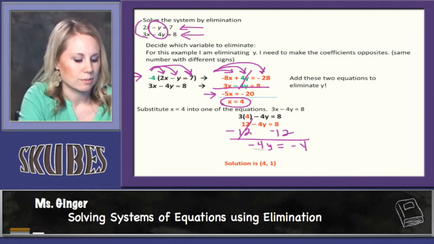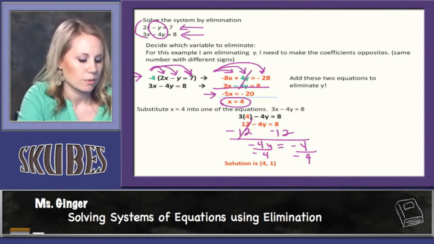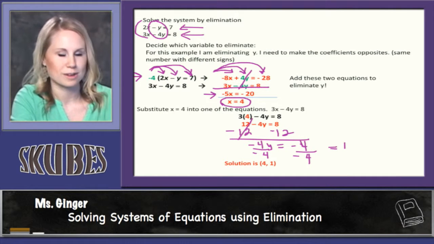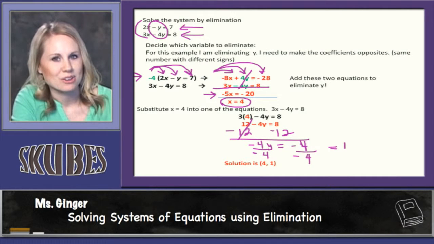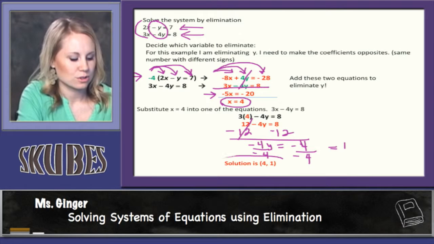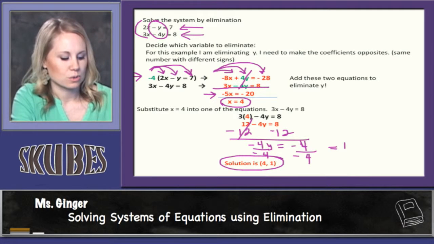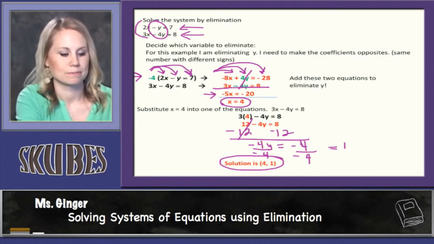If we continue and we divide both sides by -4, then we're going to end up with +1. So we got -4 over -4, which equals +1. Now we have found a value for both variables. Our solution to this system is the coordinate 4, 1.